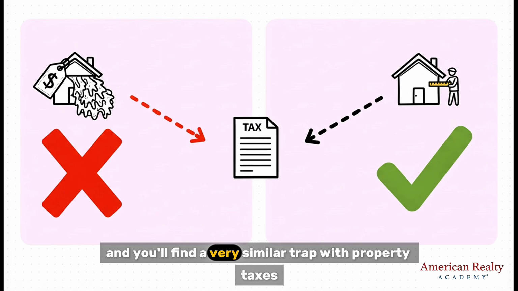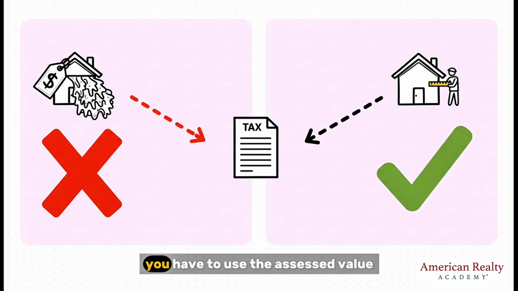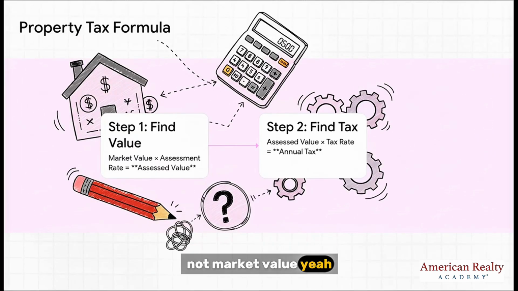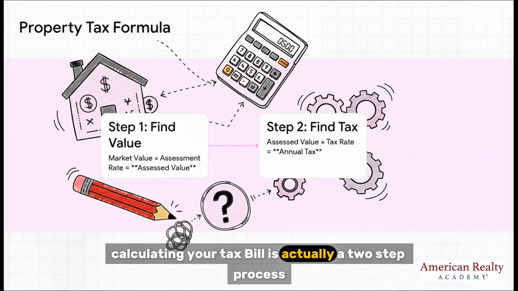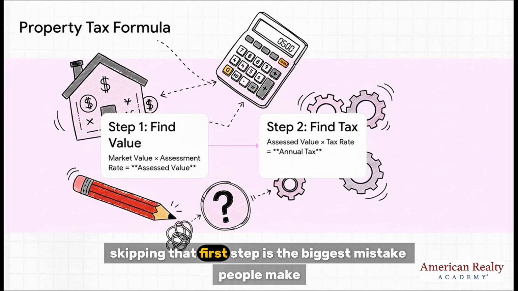And you'll find a very similar trap with property taxes. You have to use the assessed value, not market value. Yeah, calculating your tax bill is actually a two-step process. Skipping that first step is the biggest mistake people make.